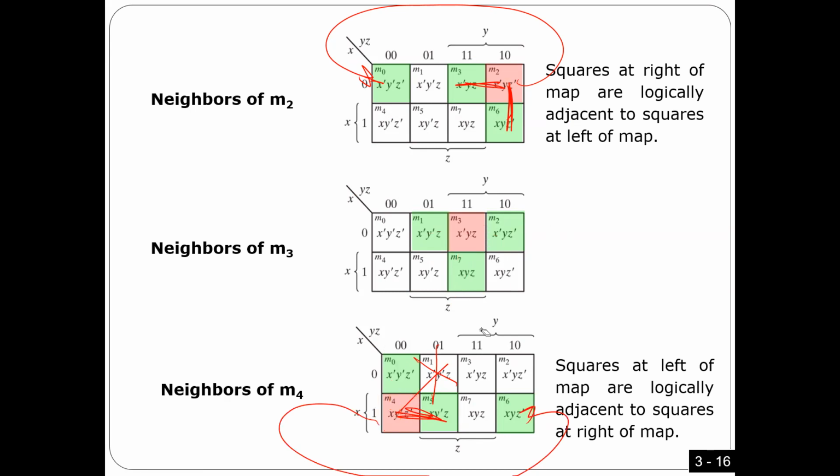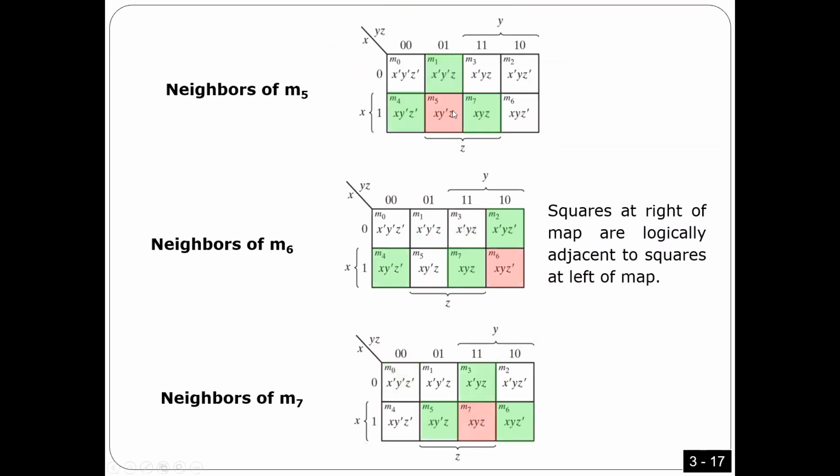Let me ask you a question. Is this one a neighbor to this one? Is that true? Let's look at the variables. That's very easy. I already made a definition of what neighbor means. Z prime, Z prime, so Z prime is the same. But the other 2 variables are different. So they can't be neighbors. Is that okay?